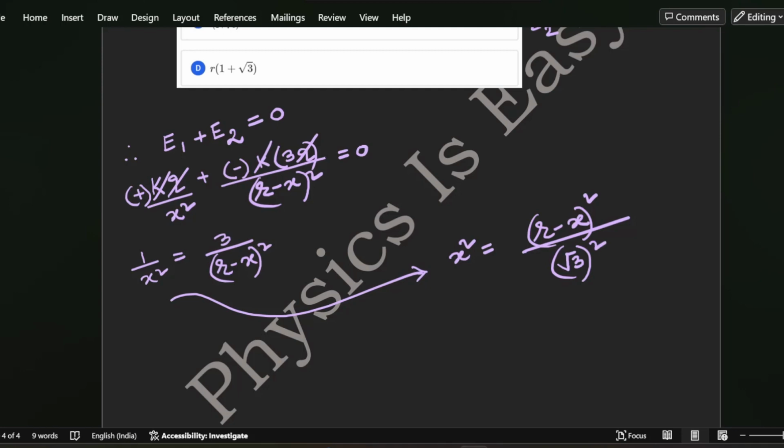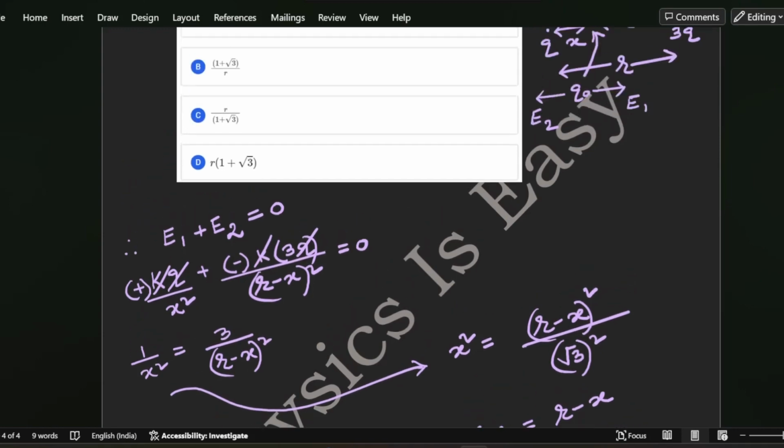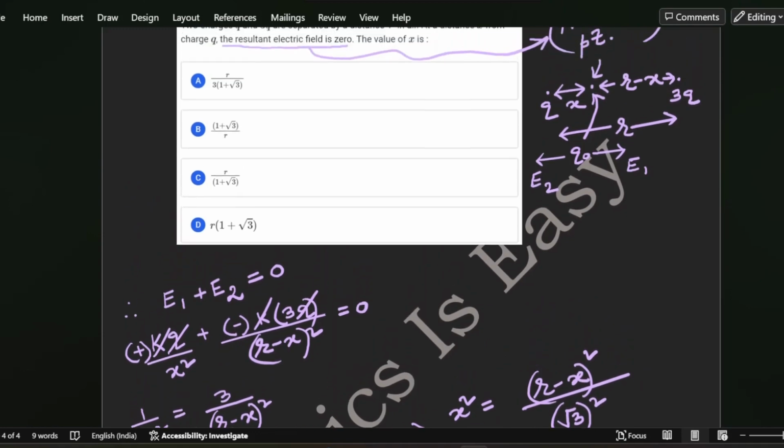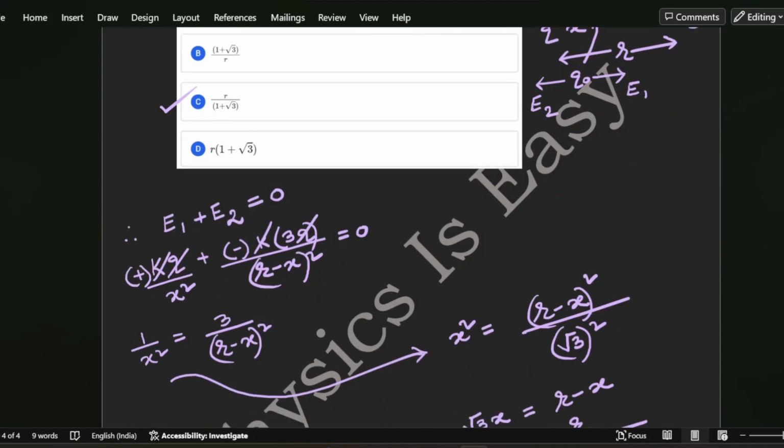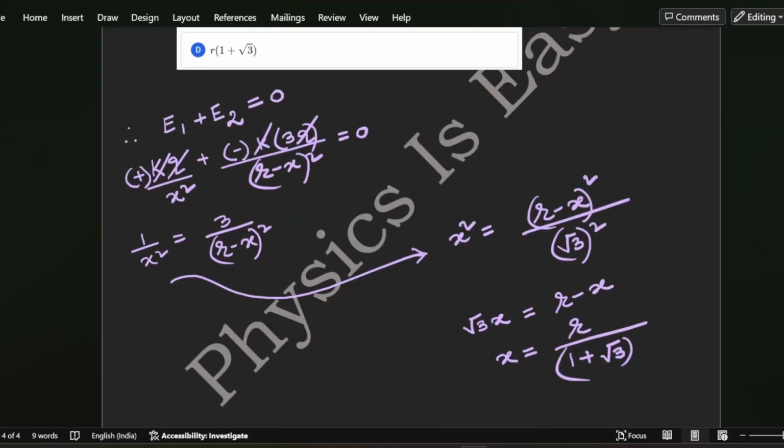So dropping off the square from both sides, you will get root 3 x is equal to r minus x. So x becomes r divided by 1 plus root 3. This should be the answer. Let us check. So yeah, option C, r divided by 1 plus root 3.